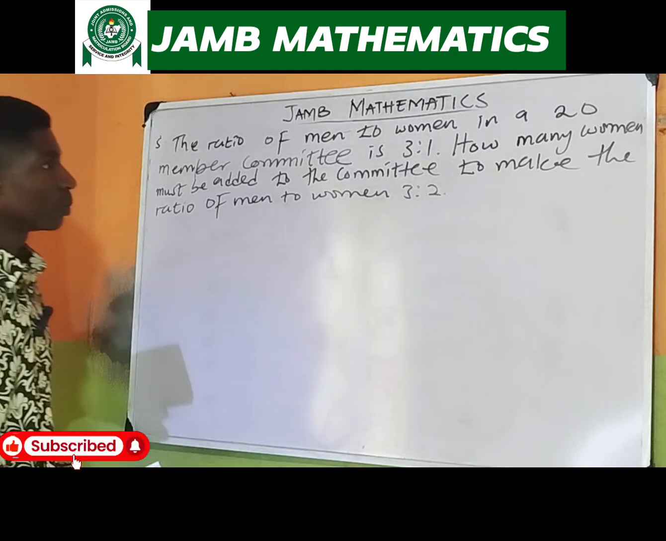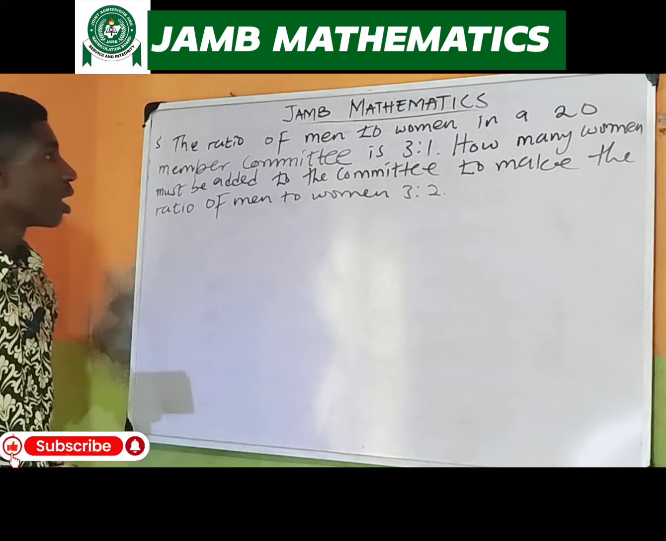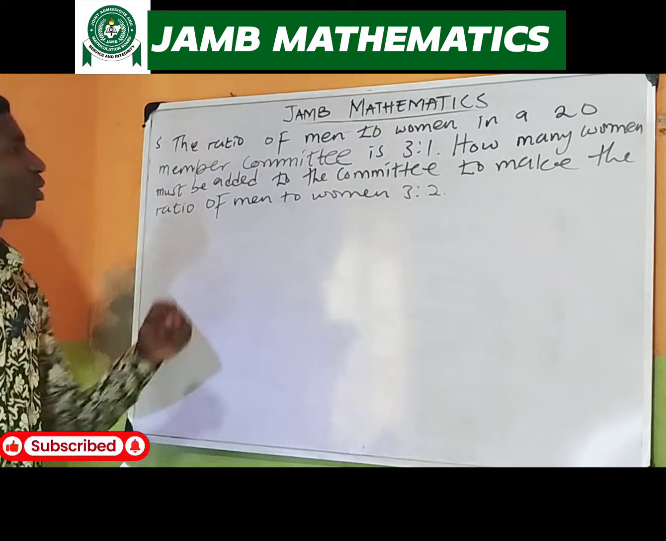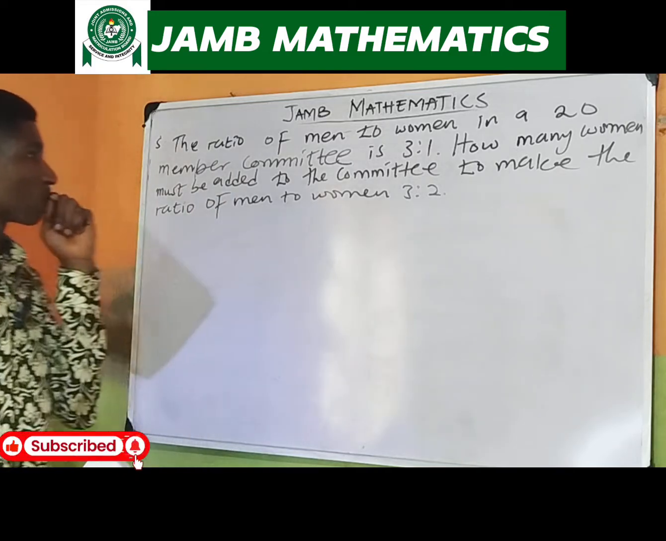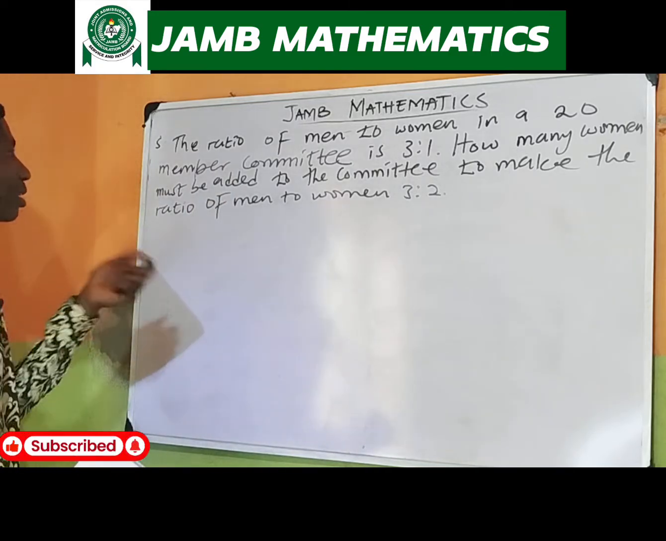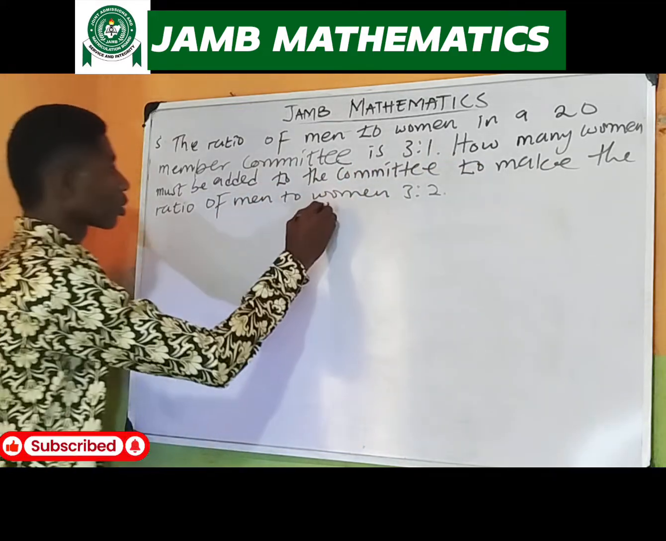Our fifth question. The ratio of men to women in the 20-member committee is 3:1. How many women must be added to the committee to make the ratio of men to women 3:2? How many women will be added? This is the main question here. Now, solution.